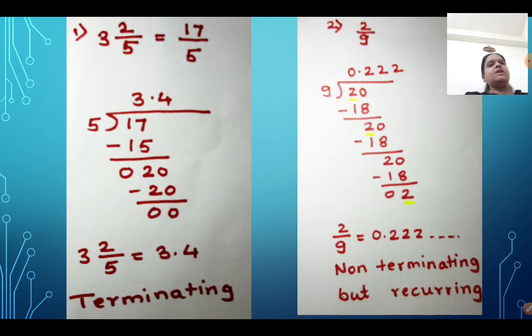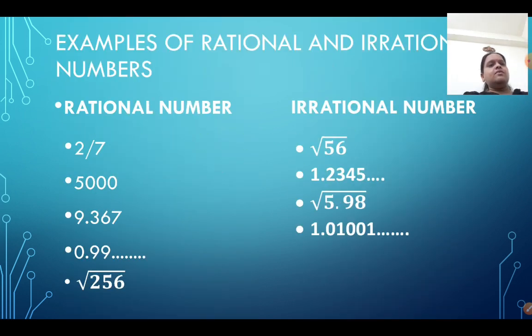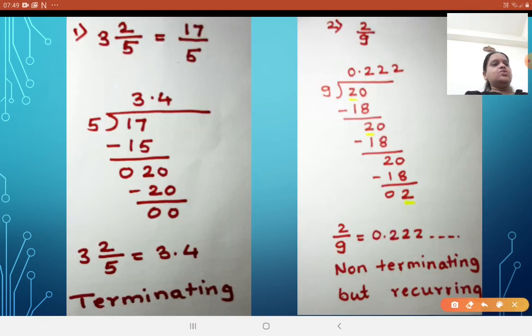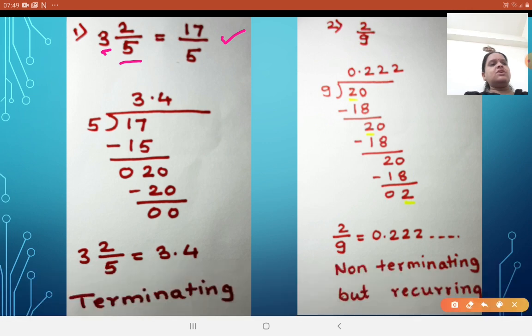The first example I have taken as a mixed fraction: 3 whole 2 upon 5. 3 is a whole number and then 2 upon 5. If you convert it into an improper fraction, 5 3s are 15 plus 2, 17 upon 5. Now check whether it is terminating or non-terminating. So divide the number 17 by 5.